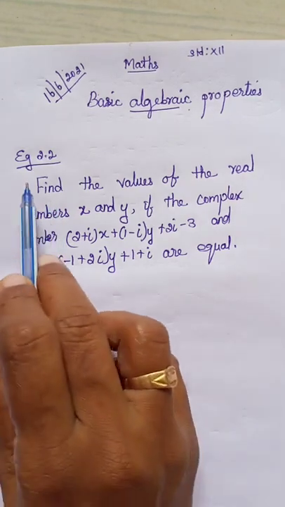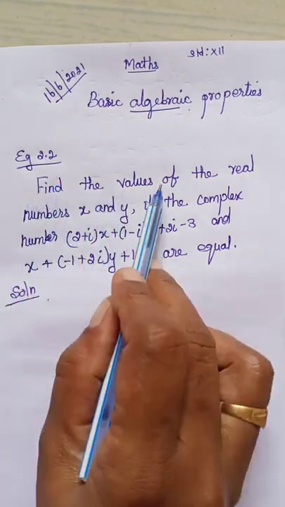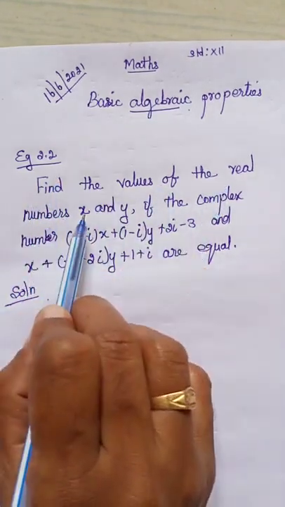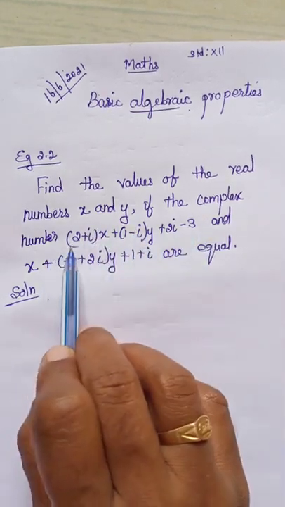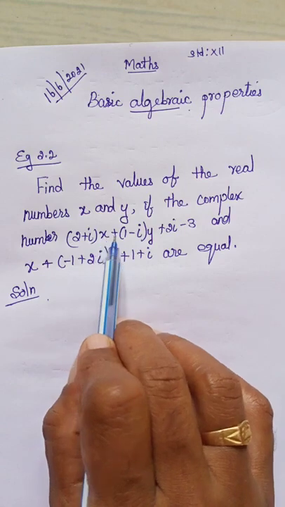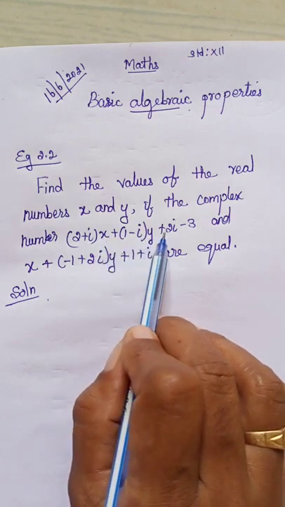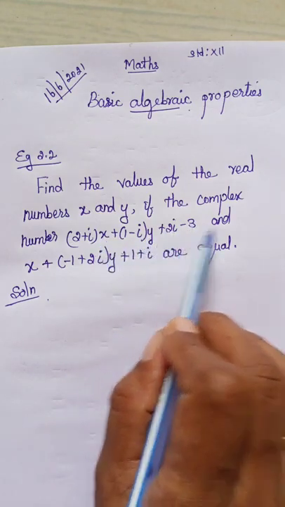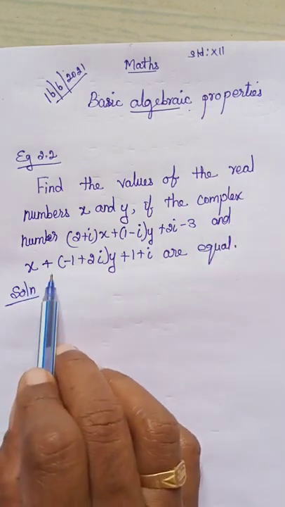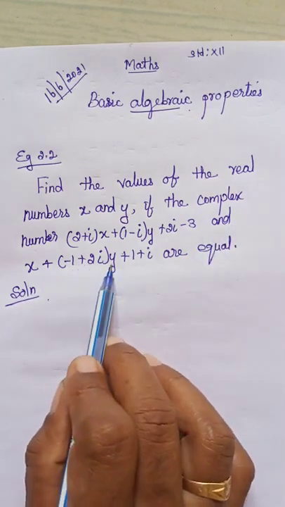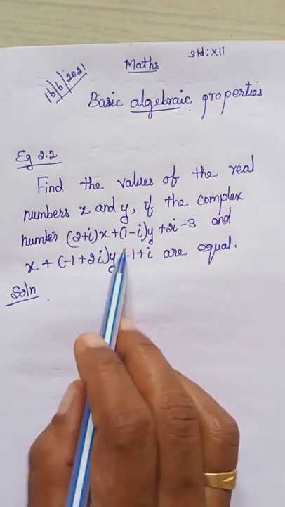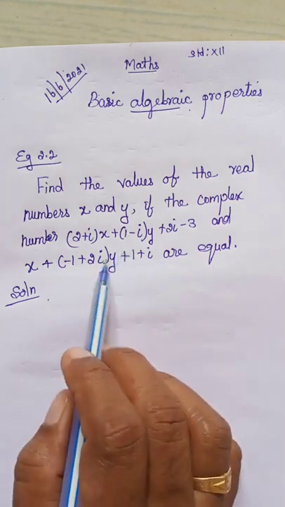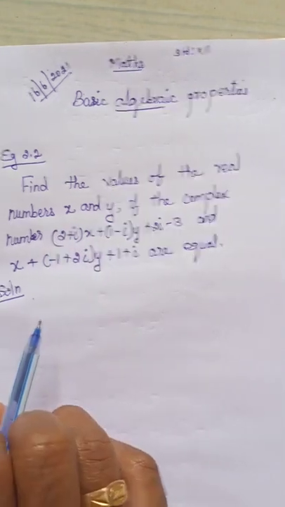See here, example 2.2. Find the values of the real numbers x and y if the complex numbers (2 + i)x + (1 - i)y + 2i - 3 and (x + (-1 + 2i))y + (1 + i) are equal. Two complex numbers have been given that they are equal. We need to find out x and y.